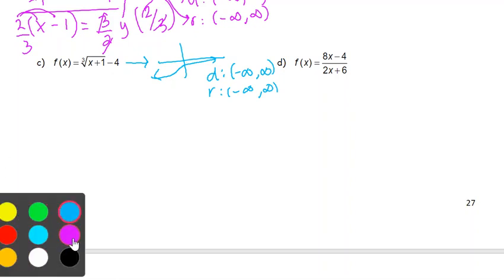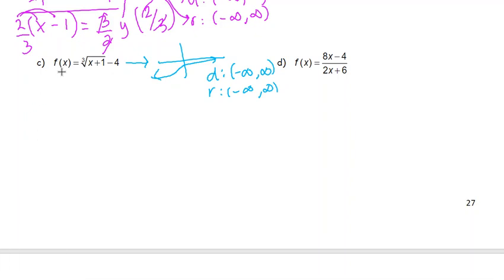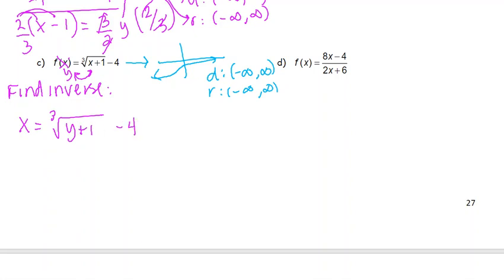So in order to find the inverse, I need to switch x and y. And remember, y is the same thing as f of x. So I'm going to switch those spots. X equals the cube root of y plus 1 minus 4. And now I'm going to solve for y. So I'm going to add 4 to both sides. That gives me x plus 4 equals the cube root of y plus 1.